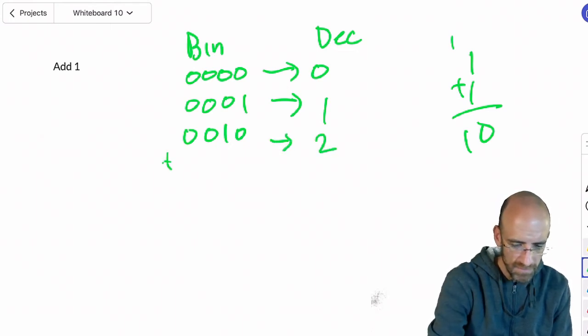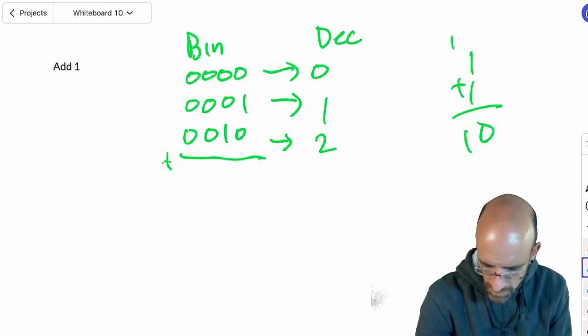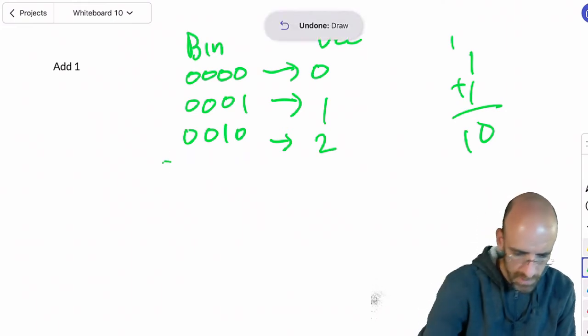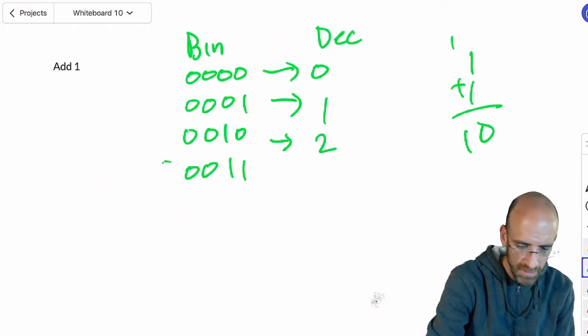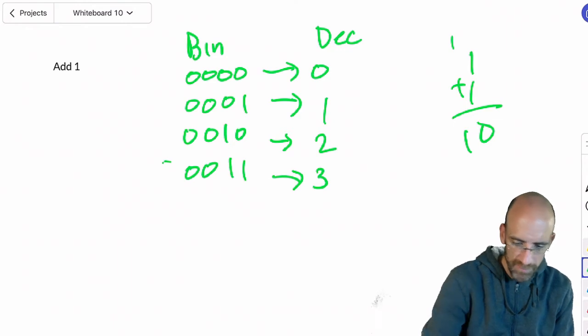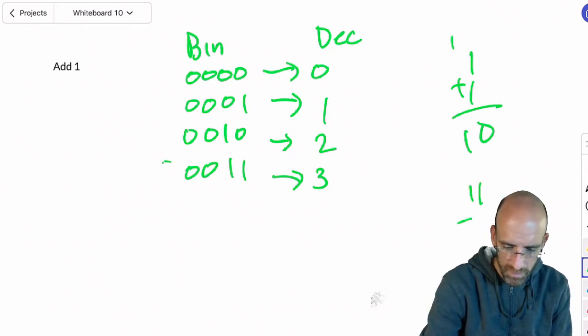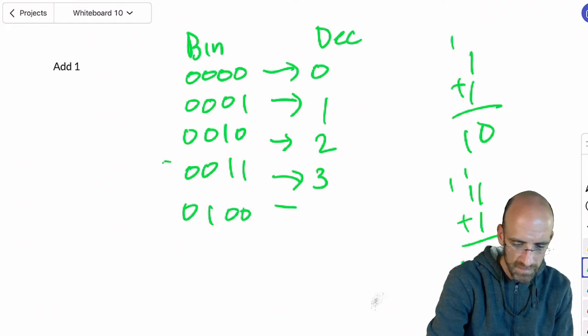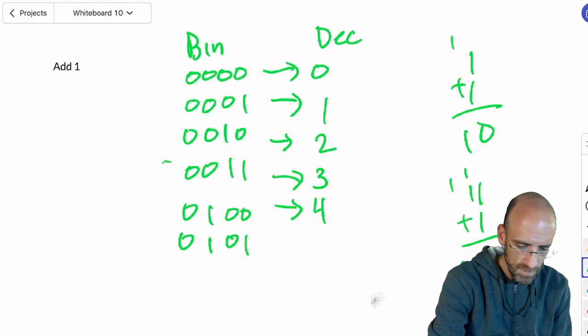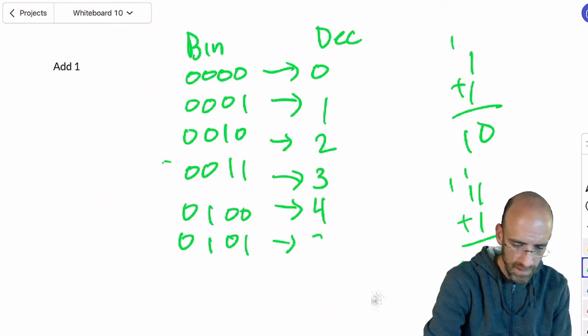When we add 1 to that, we're going to get 0, 0, 1, 1. And that's going to equal 3. And when we add 1 to that, 1, 1 plus 1, we get 0, carry the 1, 0, carry the 1, we get 1, 0, 0. So we get 0, 1, 0, 0, and that's 4. And then we get 0, 1, 0, 1, and that's 5.